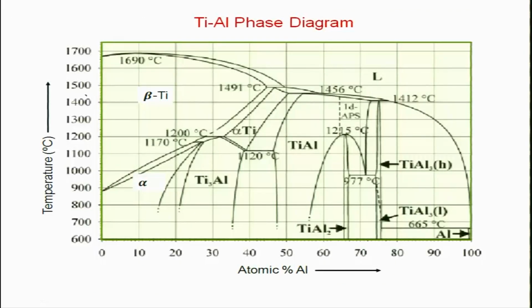Similarly, you have the titanium aluminum phase diagram, which again has a lot of complex reactions, because titanium is a high melting point material and aluminum is a low melting point material. The two most important phases in titanium are alpha phase and beta phase, and they form a lot of intermetallics like Ti3Al, TiAl, TiAl2, which are very hard phases. So you can engineer titanium alloys by knowledge of this phase diagram.